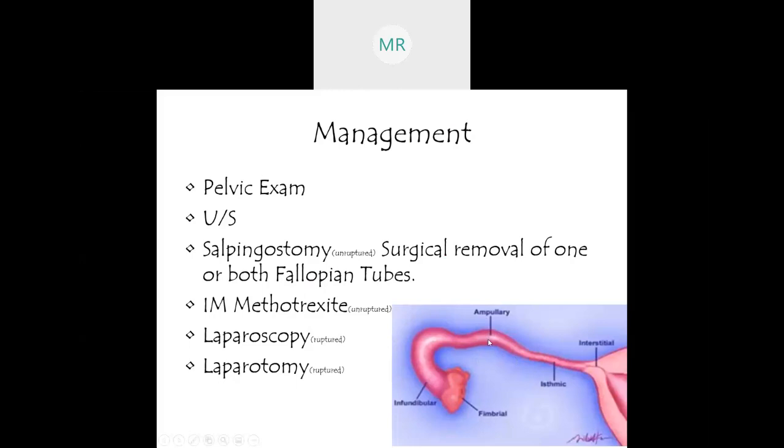Then we'll do either the laparoscopy or the laparotomy, depending on the rupture. The laparoscopy is the little keyhole incision in the abdomen. What they do in the laparoscopy is ligate the bleeding vessels, and they're going to remove or repair the damaged fallopian tube. And the laparotomy is an open abdomen, so they're going to remove the embryo and repair the damage.